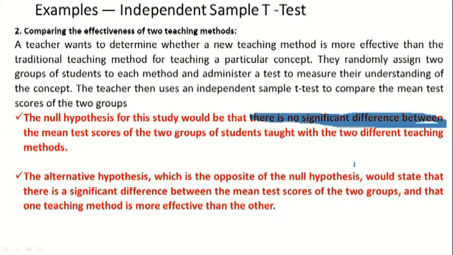So we have also the alternative hypothesis for this. The alternative hypothesis is the opposite of the null hypothesis, and will state that there is a significant difference between the mean test score of the two groups, and that one teaching method is more effective than the other.